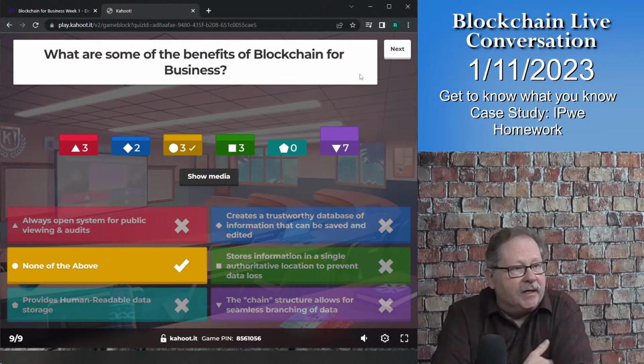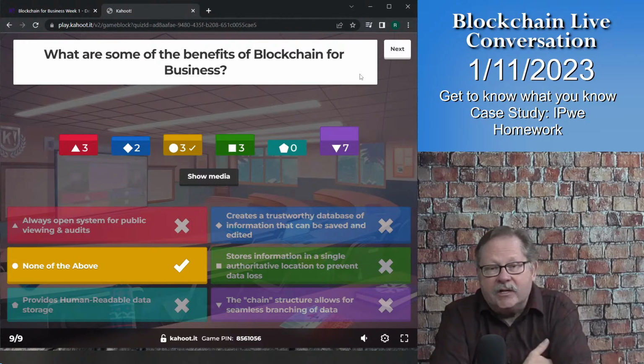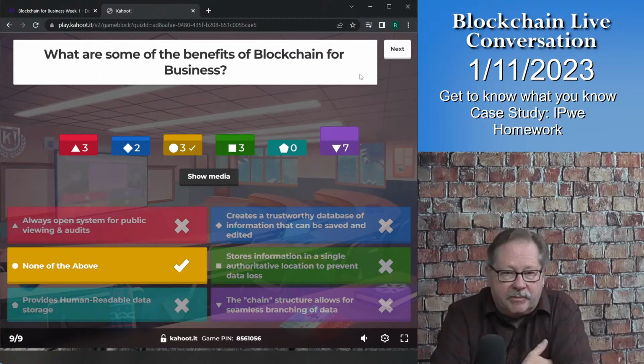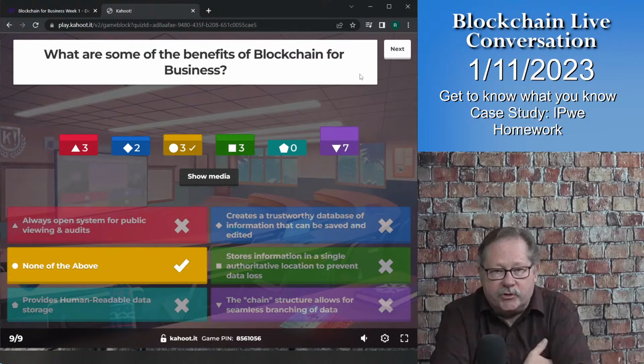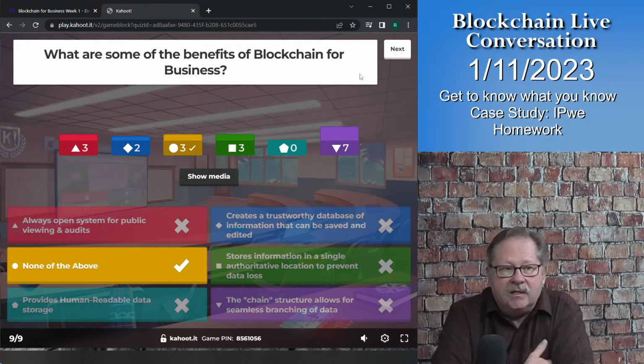So nobody answered the machine human-readable data storage. That's good. All of you are coders. Machine code is not readable. Good. Green. Stores information in a single authoritative location to prevent data loss. Actually, it's on a distributed ledger, and a distributed ledger is deliberately stored in many locations, and the many locations help prevent data loss because you'd have to hack all of them at the same time, which is very difficult to do.